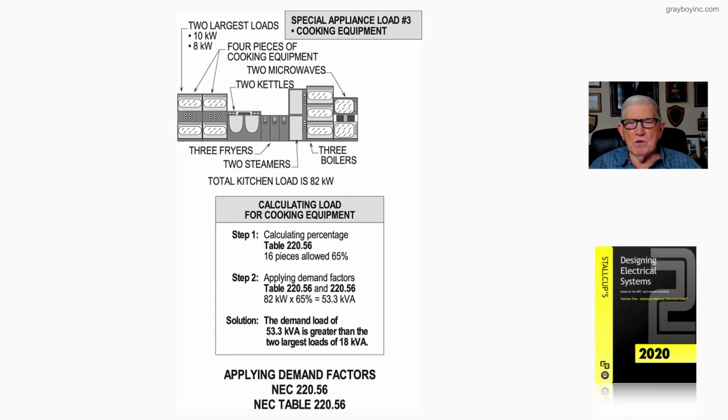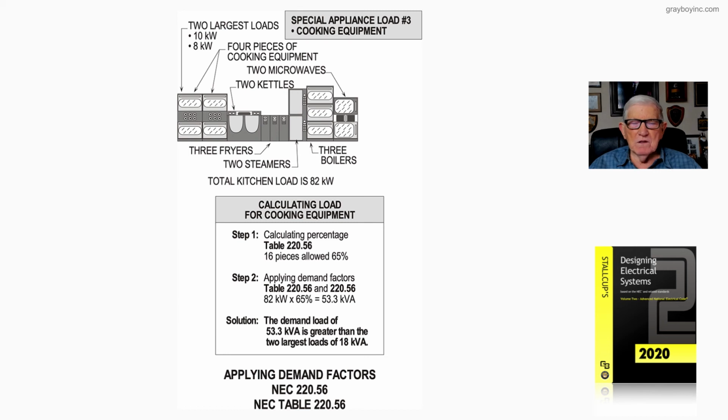Now step 2, we're going to apply our Table 220.56 where we obtain the 65% demand based upon 16 pieces. And again, remember, demand is less than 1. Diversity is more than 1. So we take the 82 kW times 65%, we come up with a total connected load of demand of 53.3 kVA. And then notice in the solution, the solution points out that 53.3 kVA is greater than 18 kVA listed at the left top hand side of the illustration.